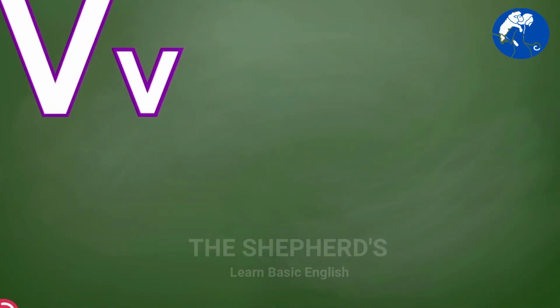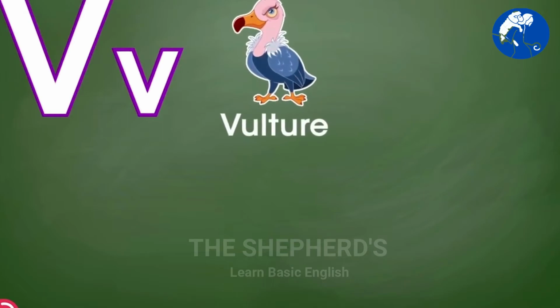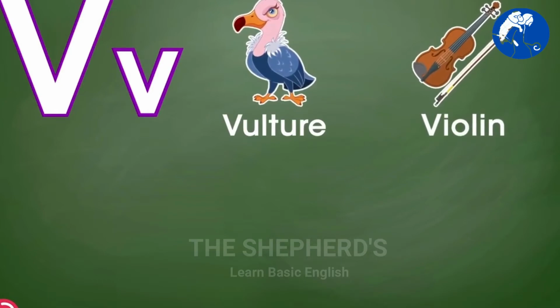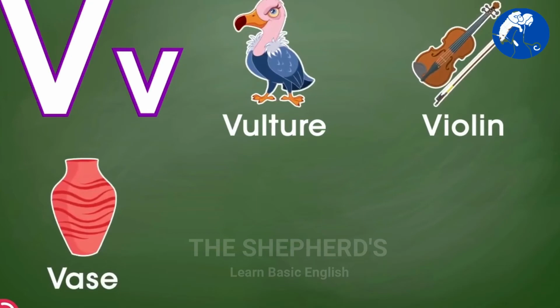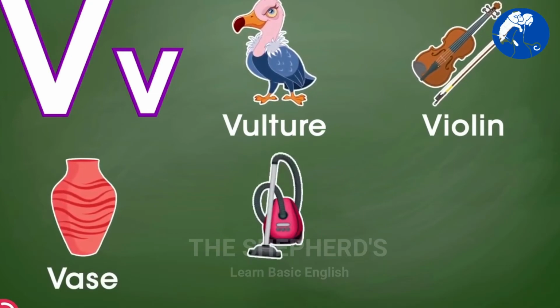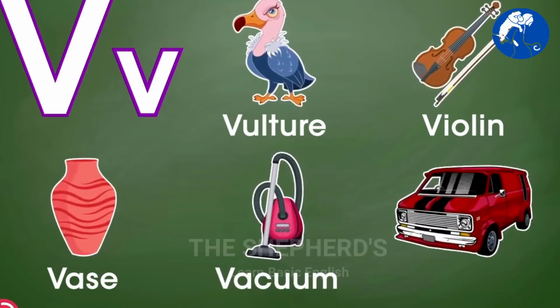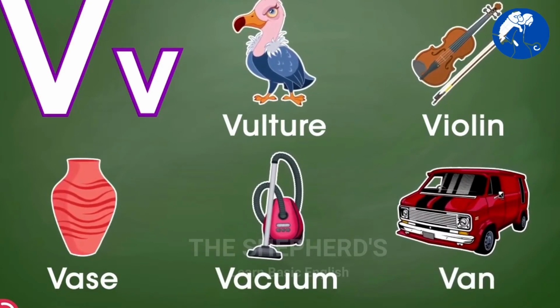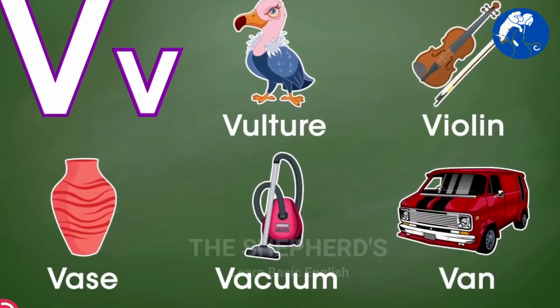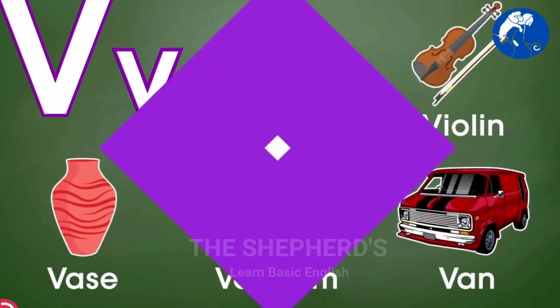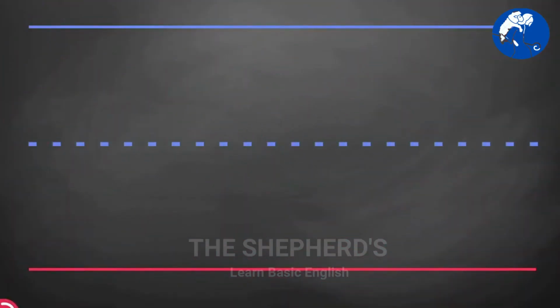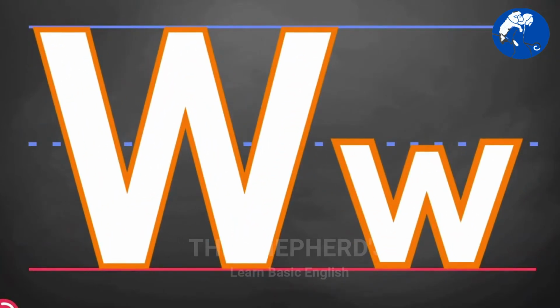V is for vulture. Violin. Vase. Vacuum. Van. The next letter is the letter W.